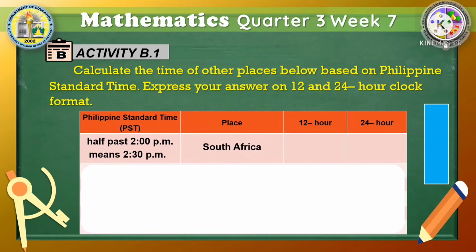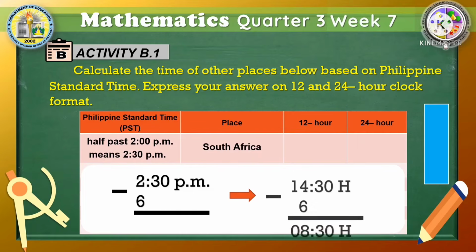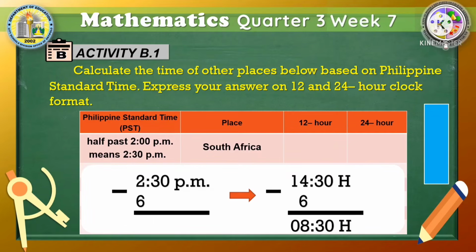You have learned earlier that South Africa is 6 hours delayed. Now, we can find the time in South Africa. We need to subtract 6 hours from 2:30 p.m. Since it is not possible to subtract 6 from 2, we need to convert 2:30 p.m. to 24-hour clock format. We will just add 12 hours to 2:30 p.m. It becomes 14:30 hours. 14:30 hours is just the same with 2:30 p.m.